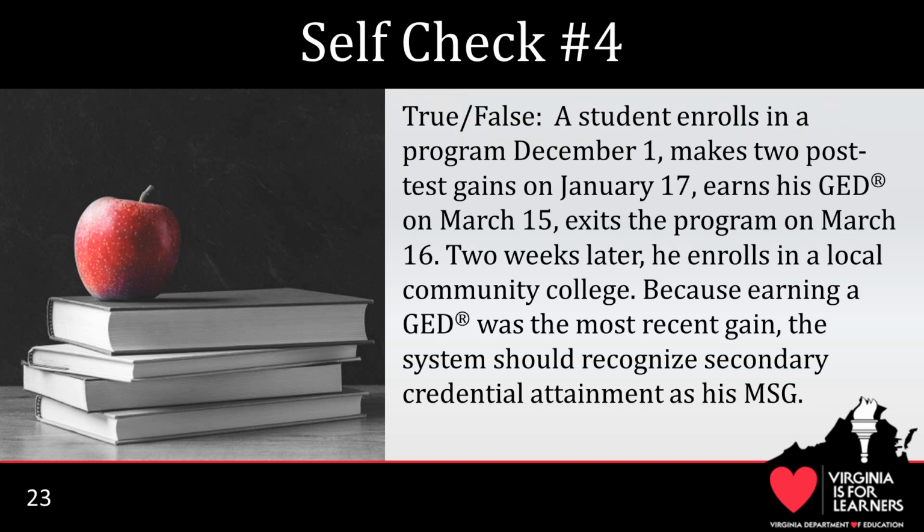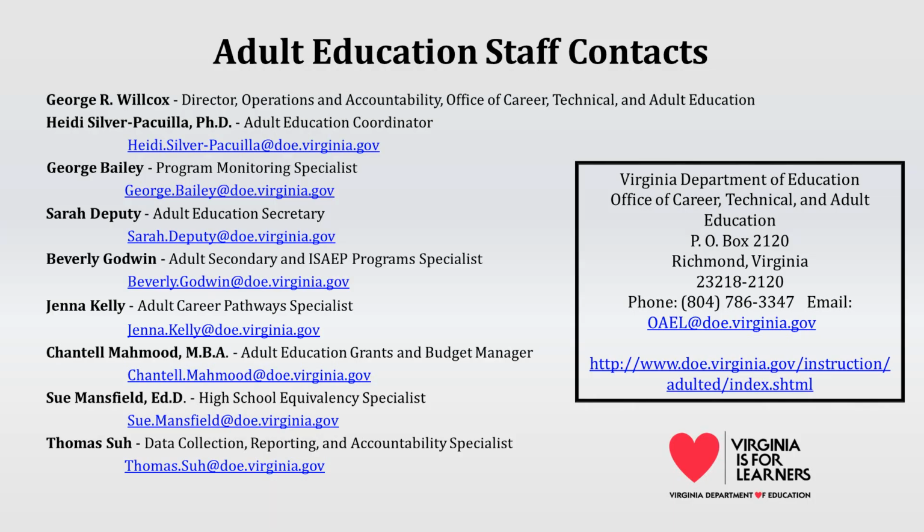True or false? A student enrolls in a program December 1st, makes 2 post-test gains on January 17th, earns his GED on March 15th, and exits the program on March 16th. 2 weeks later, he enrolls in a local community college. Because earning a GED was the most recent gain, the system should recognize secondary credential attainment as his MSG. The answer is false.